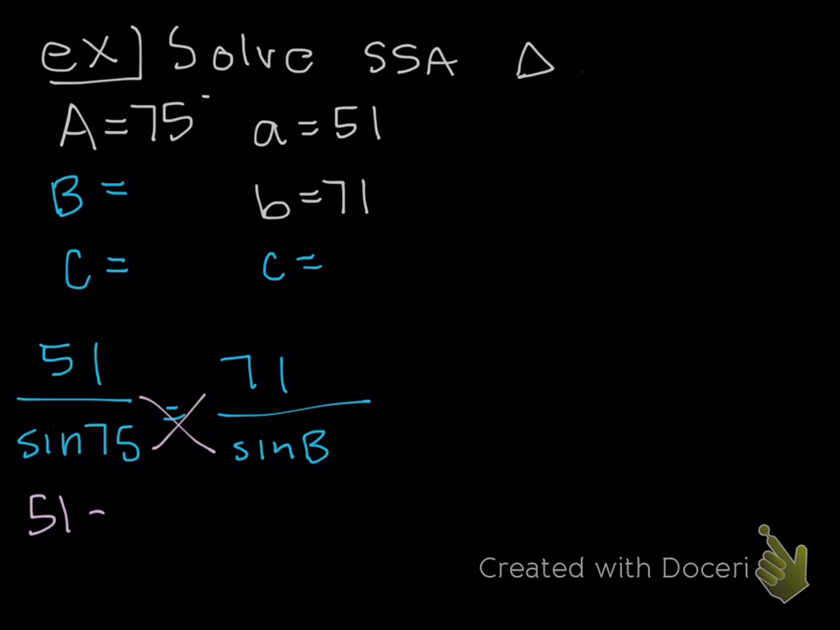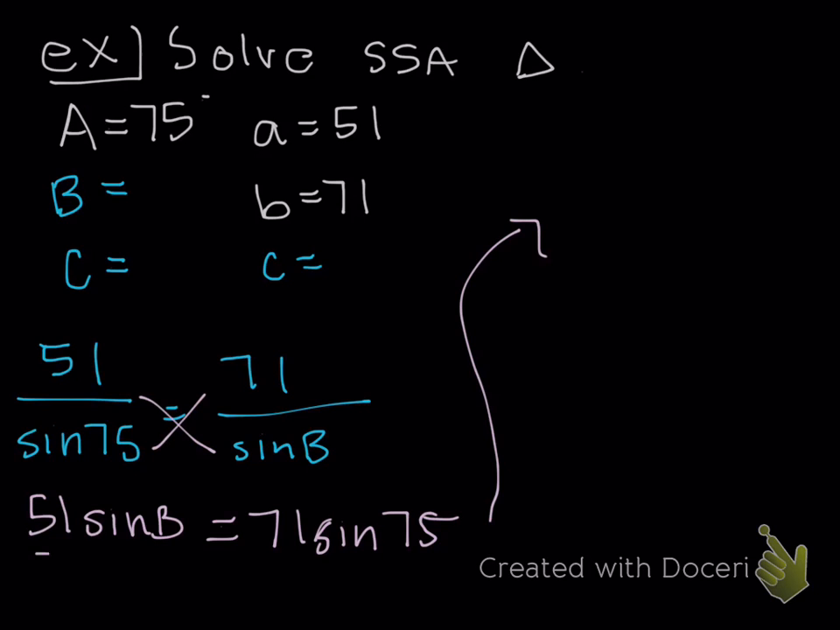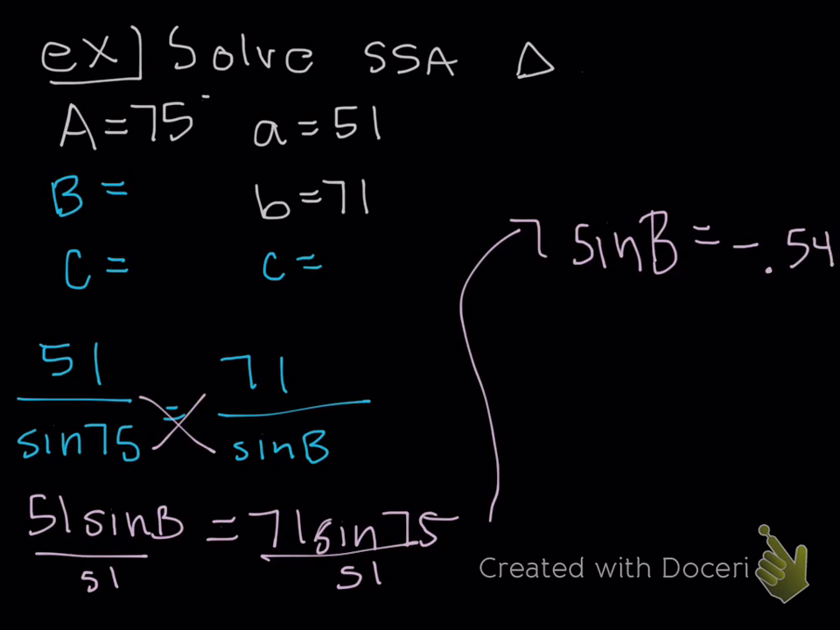So I'll get 51 sine of B equals 71 sine of 75. To get B by itself, my first step is to divide by 51. So we're going to type this in our calculator. I'll have sine of B equals, and we have to type all this in the calculator to figure out. We're going to do 3 decimal places so that everyone's consistent. So I get 0.540.